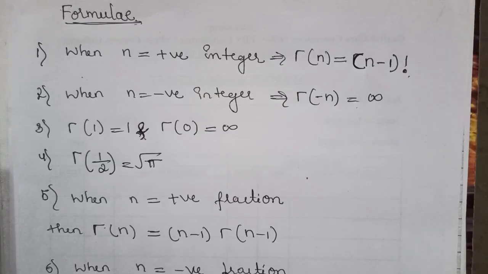In the last class we have seen the relation between beta and gamma function. Today we shall discuss how to evaluate beta and gamma functions. Here we have a list of some formulas on beta and gamma functions.